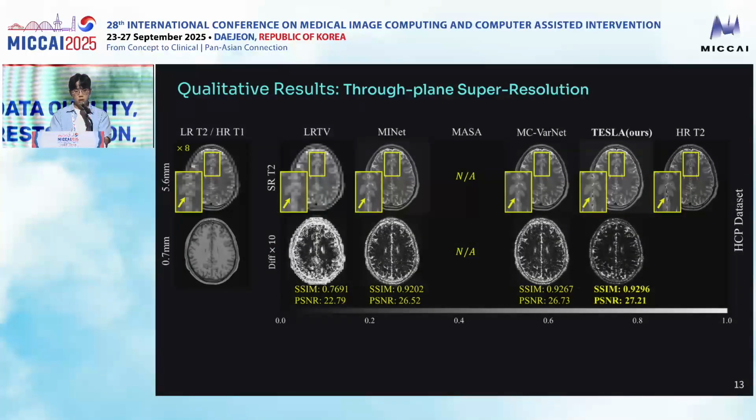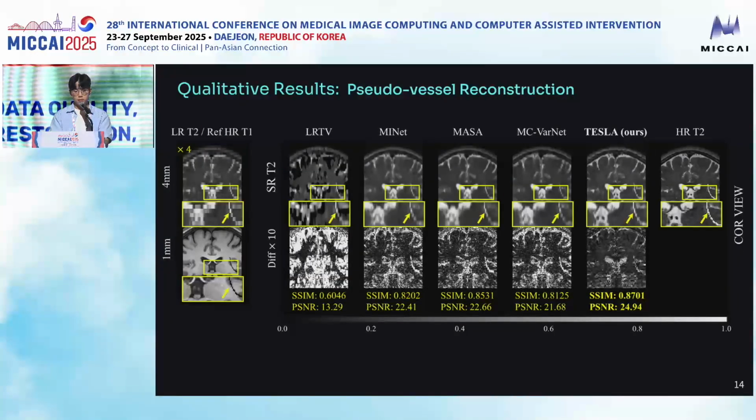Here are qualitative results on the HCP dataset. As you can see here, Tesla consistently recovers finer anatomical details than existing methods. For example, look at this subtle hypo-intensity near the fissure. Only Tesla is able to reconstruct it, even with 8 times downsampling. These are pseudo-vessel reconstruction results from our in-house datasets. Tesla not only reconstructs the vessel itself, but also preserves the surrounding anatomy.